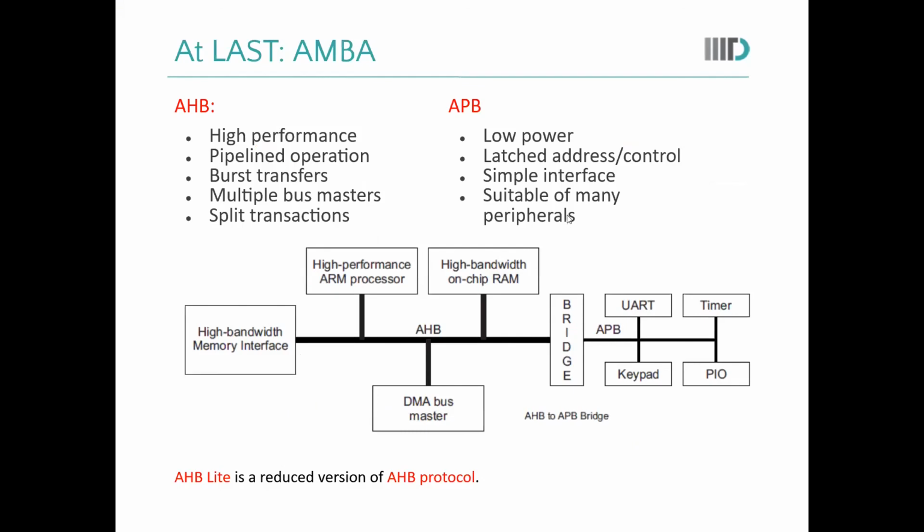At last, we want to conclude this presentation with AMBA, representing the different protocols we have covered: AHB, APB, and AHB Lite. AHB is high performance, with pipelined operation, bus transfers, multiple bus masters, and split transactions. APB is low power, with a large address space, a simple interface, and is suitable for many peripherals. So AHB is connected to the high bandwidth memory interface, while APB is used for different peripherals, which can be implemented in low power. AHB Lite is a reduced version of the AHB protocol itself.